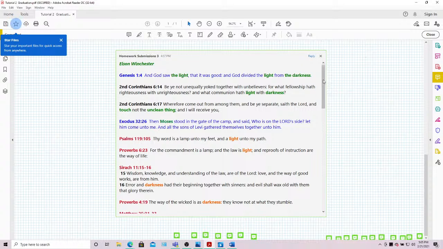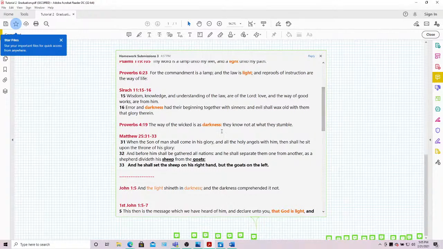So moving forward, let's go to Matthew chapter 25, verses 31 through 33. And it reads, when the Son of Man shall come in his glory, because this will happen at the very end, and all the holy angels, so the messengers with him, then shall he sit upon the throne of his glory, and before him shall be gathered all nations. So this is us. And he shall separate them one from another, as a shepherd divides his sheep. So the people, which when you go to John chapter 10, tells you, my sheep hear my voice and they follow me, from the goats, the hard-headed. And he shall set the sheep on his right hand, but the goats on the left.